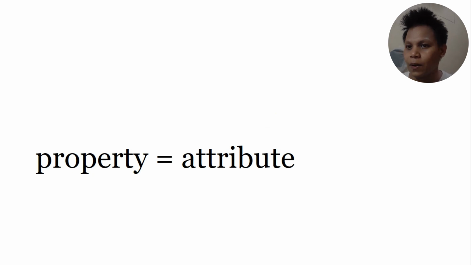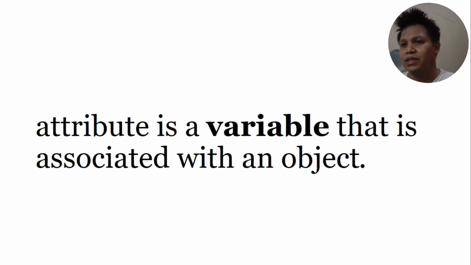video, which is, in this case, property. Now, property is also called attribute in object-oriented programming principles. Now, when I say attribute or property, it's just basically a variable that is associated with an object.